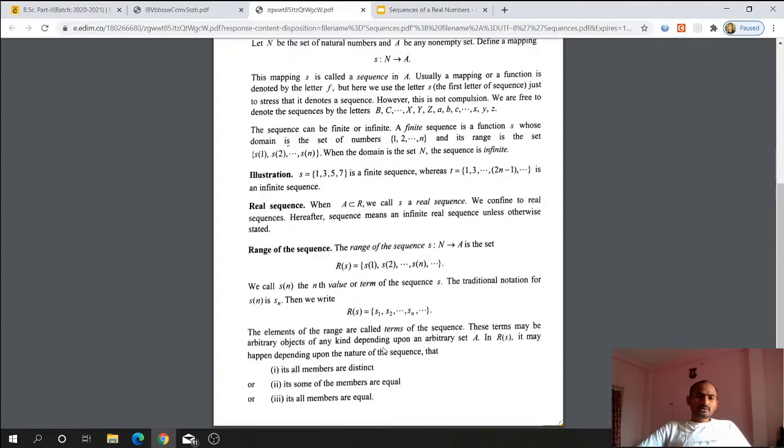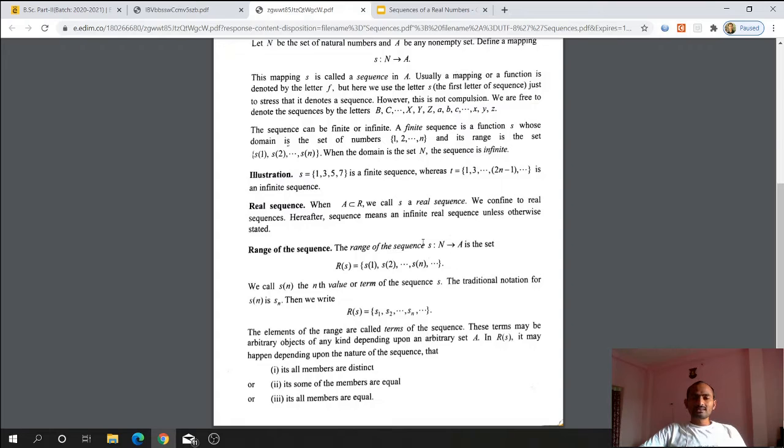Okay, so let's define the range of a sequence. Friends, we know that the range means the image set of the domain set, the image set of the elements in the domain set. So this is your mapping from the set of natural numbers to A, and S is defined on the elements of natural numbers, and the images of the elements of natural numbers are in A. So the image elements are like S of 1, S of 2 and S of n.